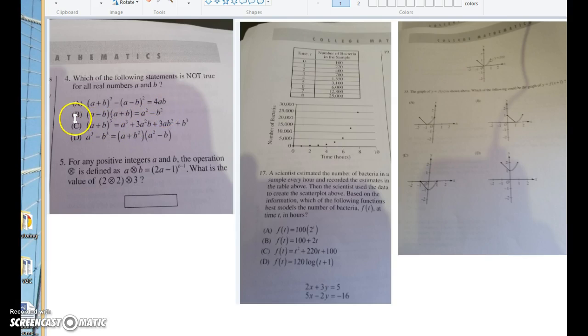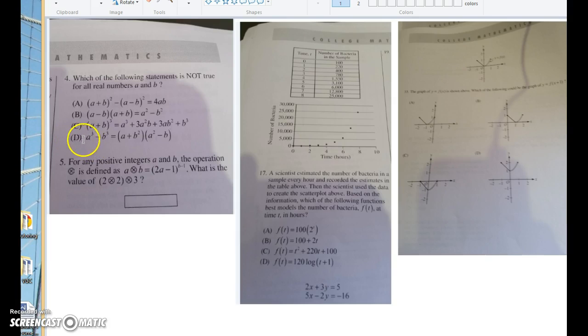Another identity that you should recognize is C, which is called the expansion of a cubic. If you took this and multiplied it all out, it would give you a to the third plus 3a squared b plus 3ab squared plus b cubed. So what you could do, if you had no idea about any of these identities, is multiply them all out.